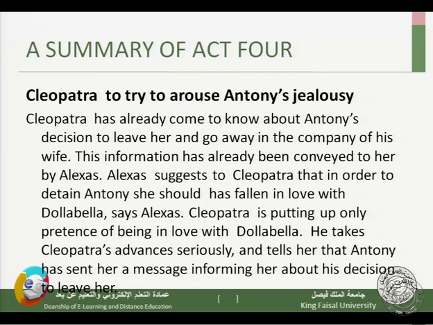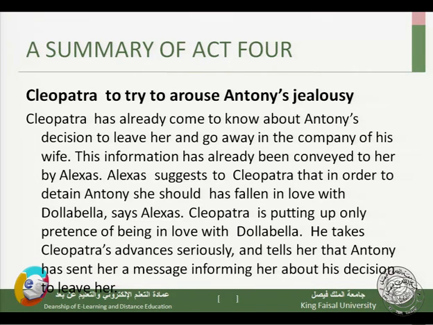Cleopatra tries to arouse Antony's jealousy. So when she knows that Antony is going to leave, Cleopatra tries to find a plan to make Antony change his decision and change his mind about this. So she has a plan of arousing the jealousy of Antony. Cleopatra has already come to know about Antony's decision to leave her and go away in the company of his wife. This information has already been conveyed to her by Alexis.